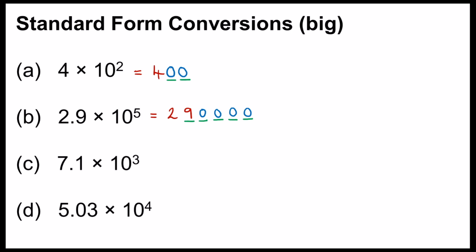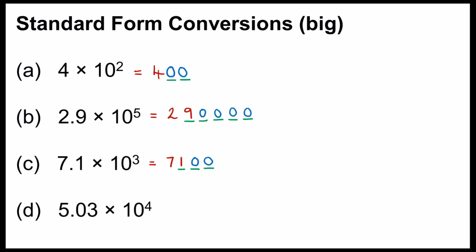I can do the same thing for my final 2 examples. First, start off with the digits at the front, which in my third example is 7 and 1. Next, because my power is 3, count out 3 spaces after my first digit, so 1, 2 and 3. And any empty spaces I can fill with zeros, meaning my final answer is 7,100.